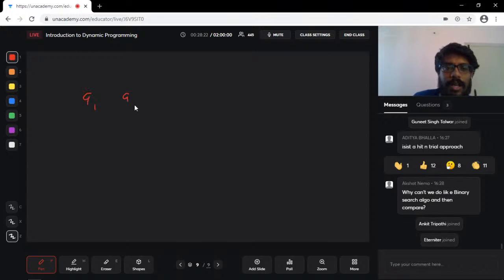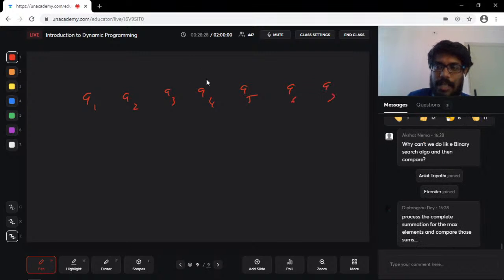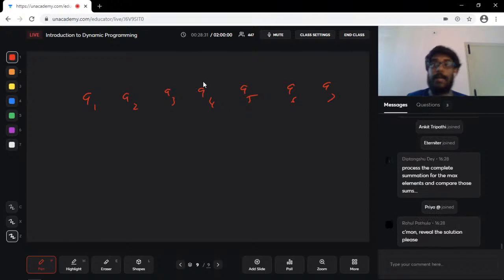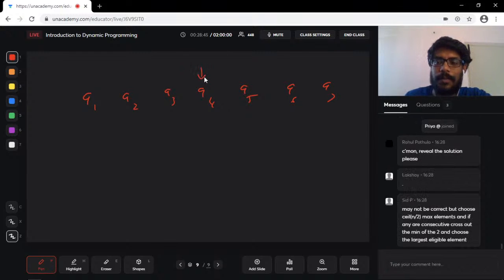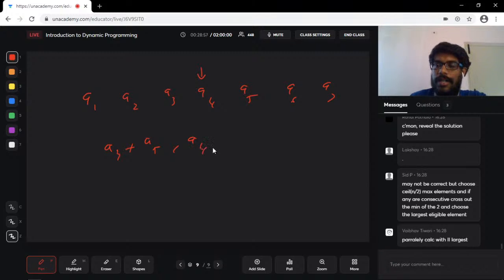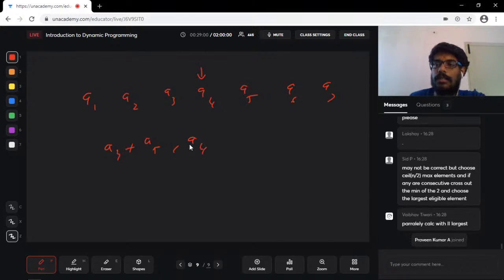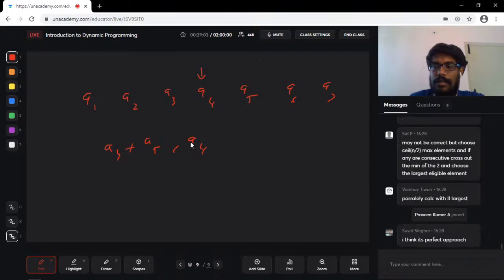So Shabad is basically saying, I have these numbers. Consider the largest element. Maybe the largest element is A4, but I'm not going to blindly pick A4 because I learned from my last step. So suppose the largest element is A4. I'm not going to blindly pick it because if I pick this, I know I have to cross out A3 and A5. So maybe picking A3 and A5 is larger. So I'll compare A3 plus A5 and A4, right? Maybe the max amongst this is what I should be picking, right?